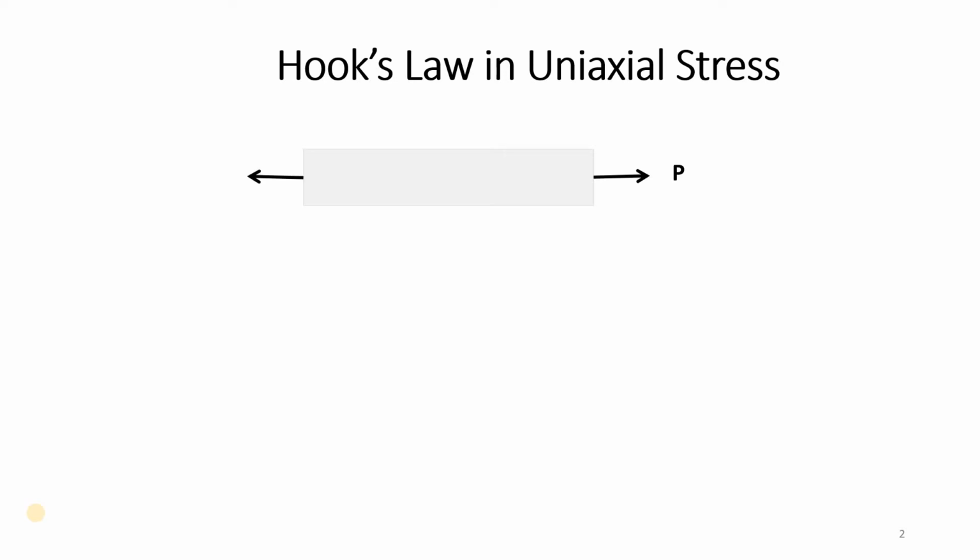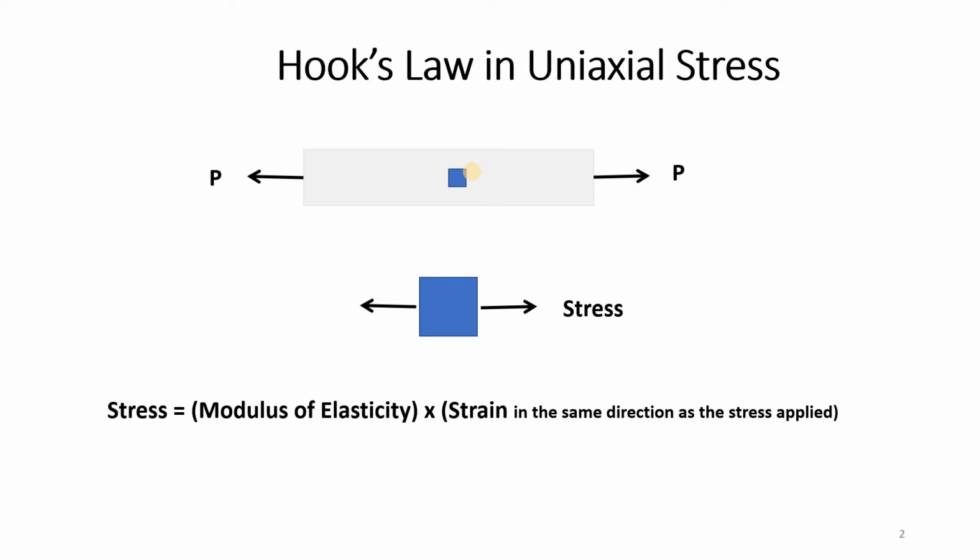So if this is a bar subjected to uniaxial tension, let's say, and you consider any element inside this object, then on this element we have stress only in one direction. So this is a state of uniaxial stress. Now for this uniaxial state of stress, Hooke's law relates stress and strain in the same direction as the stress applied. They are related by this equation, often symbolically represented as sigma equal to E times epsilon, or epsilon times E, whatever you like.